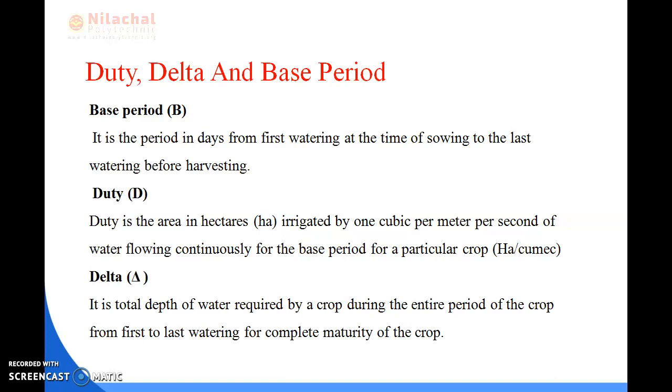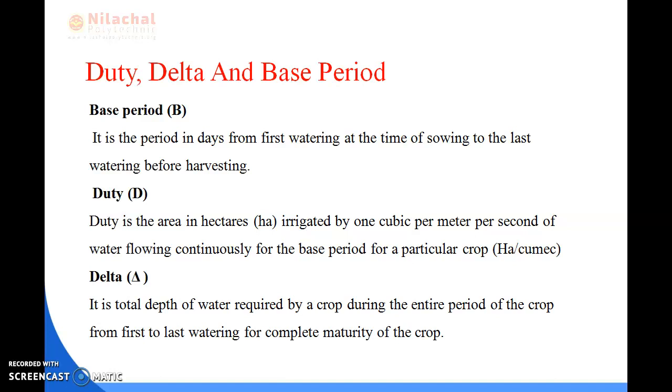So next is duty. Duty is the area in hectares irrigated by 1 cubic meter per second of water flowing continuously for the base period for a particular crop. So duty means it is the area in hectares that we irrigate by 1 cubic meter per second, where the water is flowing continuously for the base period of a particular crop.